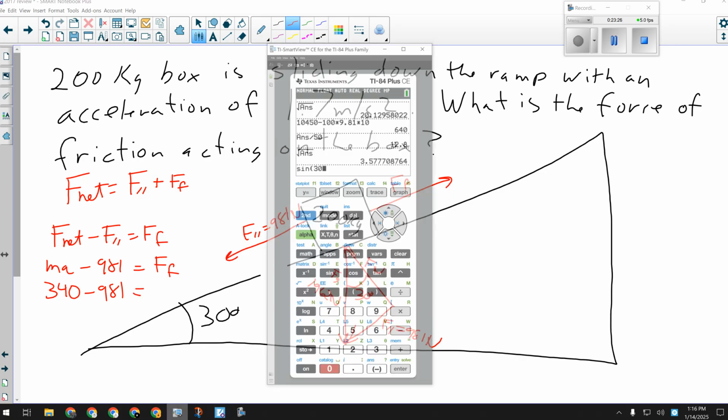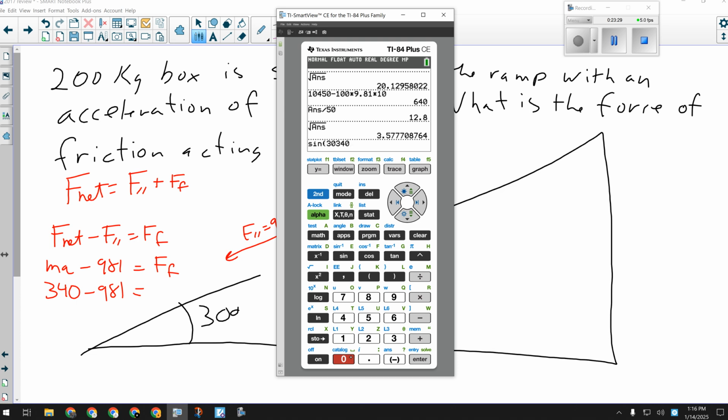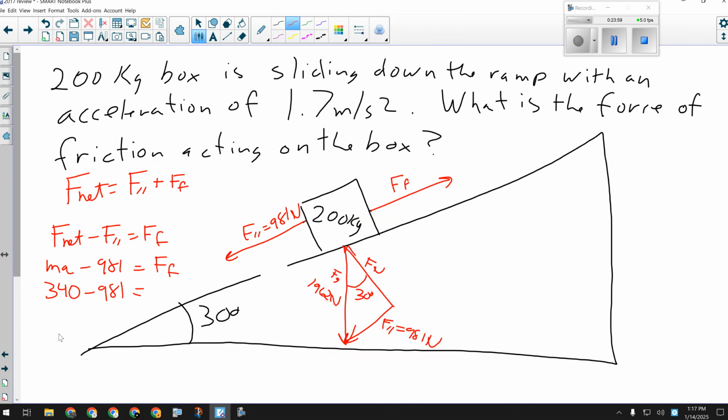But when I do this, I get a negative number. Is that okay? Yeah, because if I made down the ramp positive, then my force of friction should be negative because it's up the ramp. Negative 641 newtons. That makes sense. It's less than F parallel. That's why the object is sliding down the ramp. This only has two significant digits, so my force of friction would be 6.4 times 10 to the 2 newtons up the ramp.